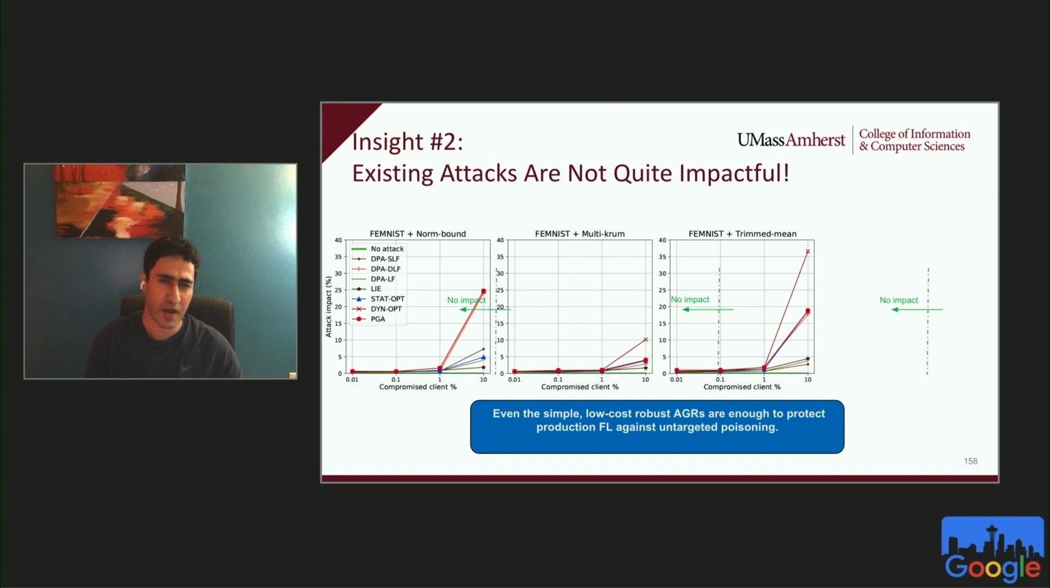Using the right set of parameters and threat models, we show that at least the state-of-the-art attacks are not quite impactful when it comes to production FL systems. We see that they're not making the impact that would be important for a poisoning attack.